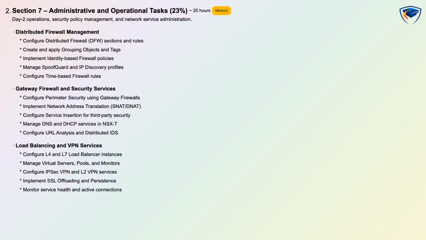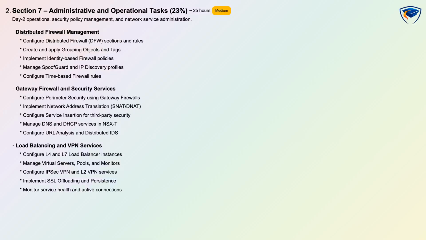Section 7 covers administrative and operational tasks and accounts for 23% of the exam with medium difficulty and 25 hours of learning, assessed through scenario-based exercises. This domain focuses on Day 2 operations and security policy management, teaching you how to design and apply distributed firewall sections, grouping objects and identity-based policies, as well as spoof-guard and time-based rules.